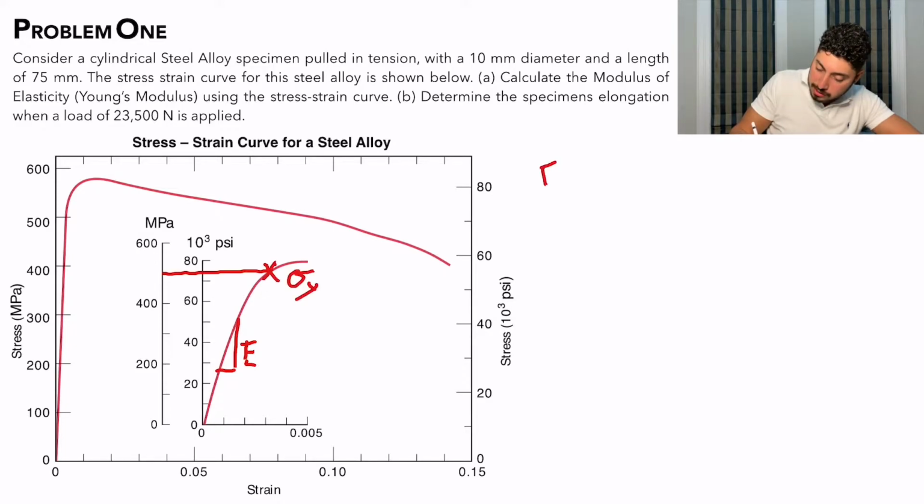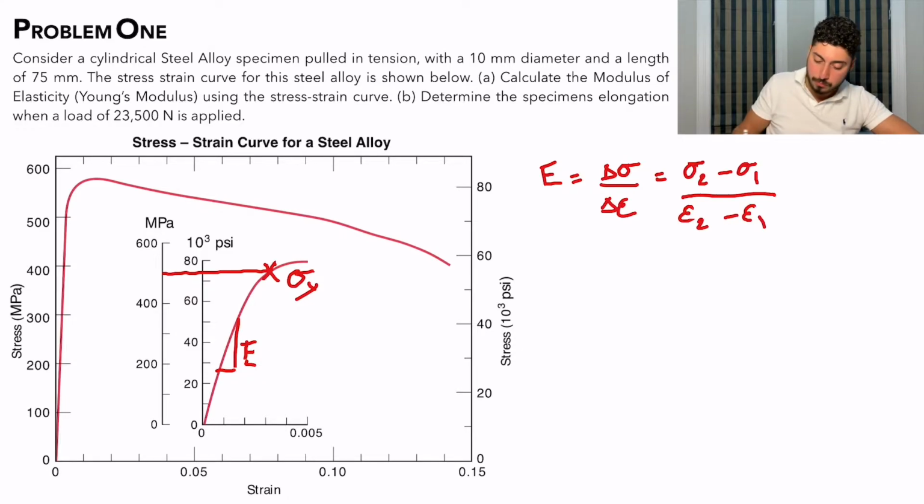Our Young's modulus is defined as our change in stress over our change in strain. So that's equal to the stress at point 2 minus the stress at point 1, divided by the strain at point 2 minus the strain at point 1. Let's select our values. Let's take 400 megapascals as our applied stress and go down and get a strain of 0.002. Let's also take 200 megapascals as our first applied stress and come down and get 0.001.